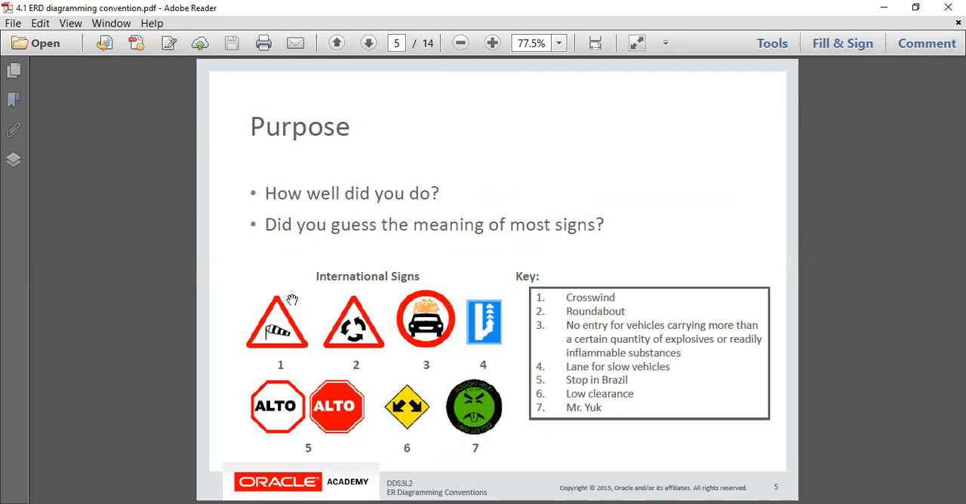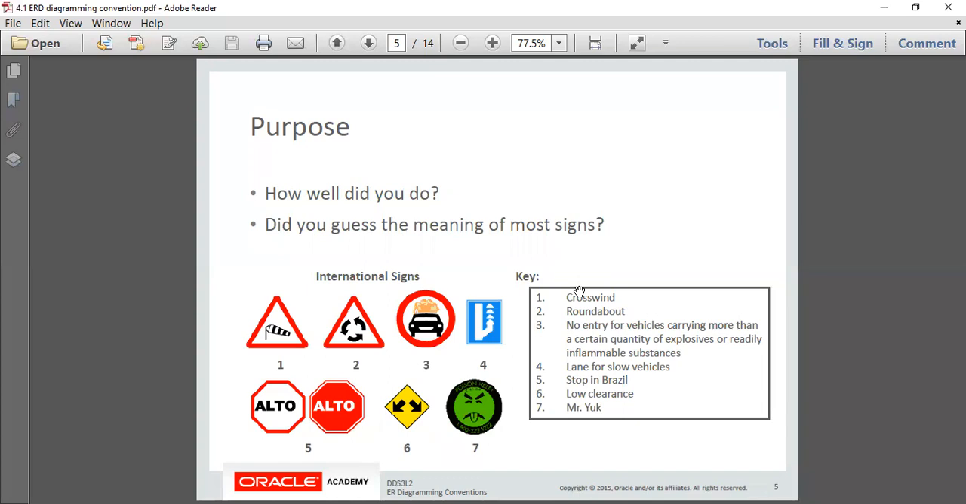You can see we have the first one. The first one implies crosswind. Probably this is not so much around in Kenya, or if it is around, it is a bit different. You can see we have a roundabout, number 2. We have no entry for vehicles carrying more than a certain quantity of explosives or readily inflammable substances. We have number 4, that is lane for slow vehicles. Then we have number 5, that is stop in Brazil. Number 6 is low clearance. And then we have number 7. So those are some of the meanings for those signs that we can see there.